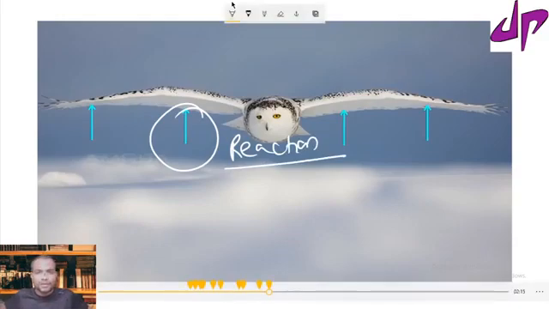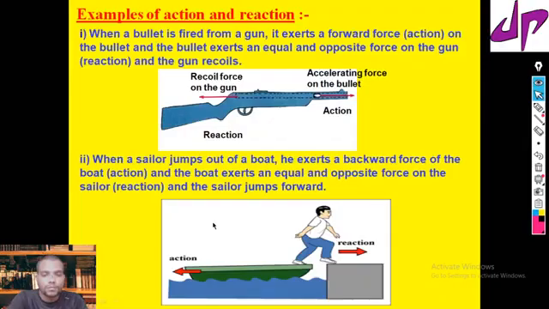So when the bird flips, it has to do the action, and oppositely here we need to do the opposite, that is known as reaction. So let us see the same example. First I will discuss the easiest one.